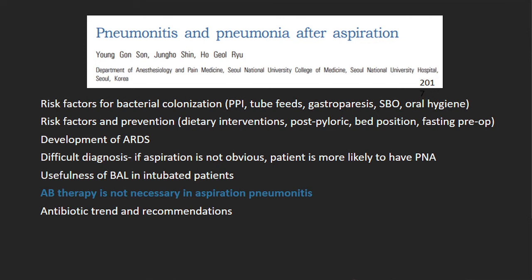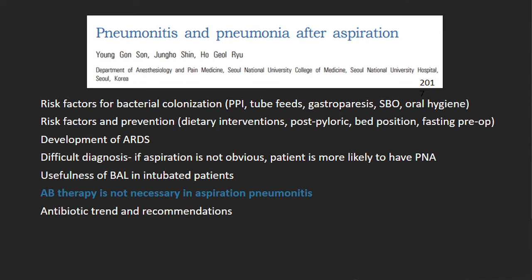And then bed positioning of more than 45 degrees, fasting pre-op. They also commented on the development of ARDS, which we already know, and how difficult the diagnosis can be if the aspiration is not obvious. So we have to have a very high suspicion index.